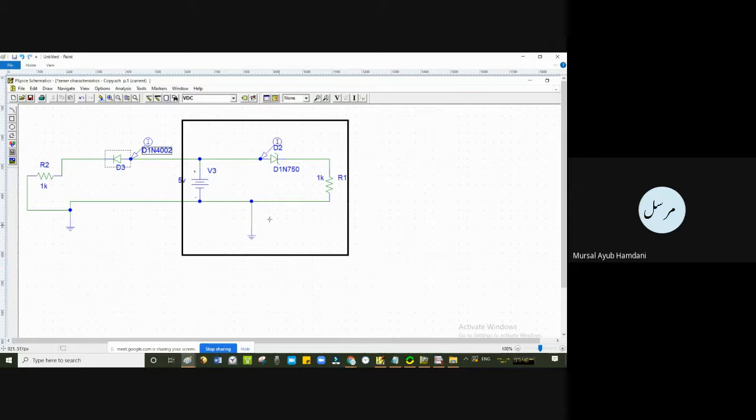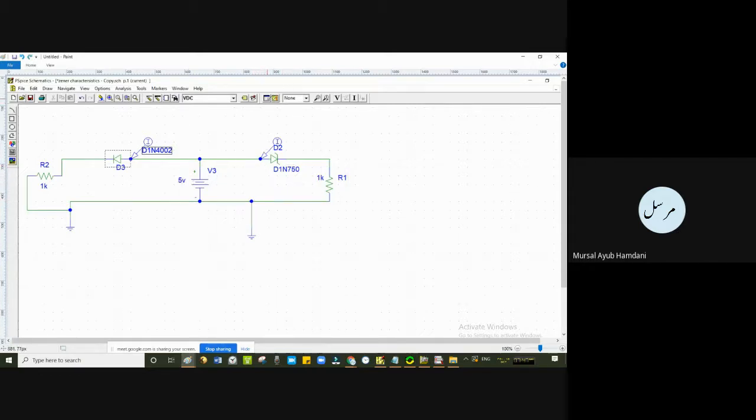We have a DC value V3, 5 volts, coming at the positive side. This is the positive side of the diode, positive and negative, and accordingly we'll have this circuit built. However, we need IV characteristics. For that we shall do some changes, as I shall tell you.